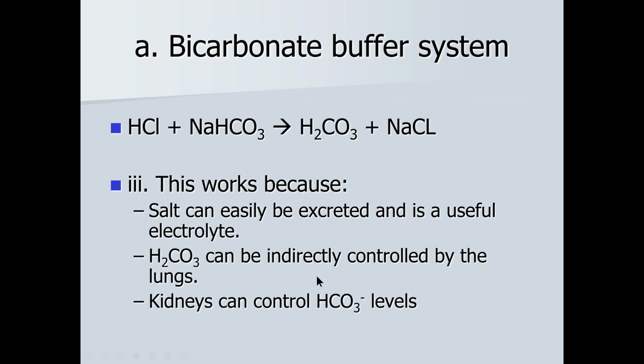Carbonic acid can be indirectly controlled by the lungs. We'll look at that equation where CO2 and water form carbonic acid, and then carbonic acid can dissociate into the hydrogen ion and the bicarbonate ion. Kidneys can control the bicarbonate level. So with this simple buffer system, we can neutralize the strong acid.